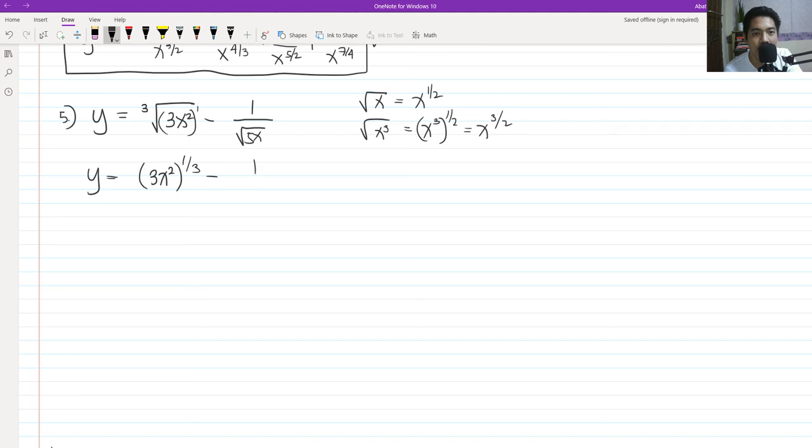And we have 1 all over this 5x inside the square root, which we know, if we convert that, should be raised to 1/2. So again, there's still something wrong with this second term, because we have to get the reciprocal of this in order to perform the power rule. So we have 3x squared raised to 1/3 minus 5x raised to negative 1/2.